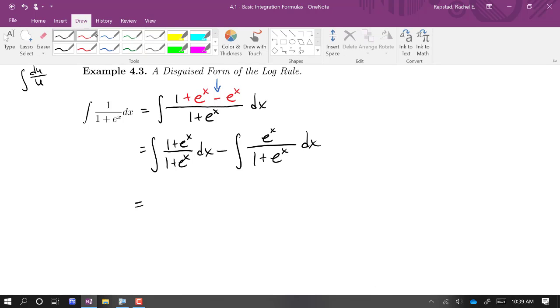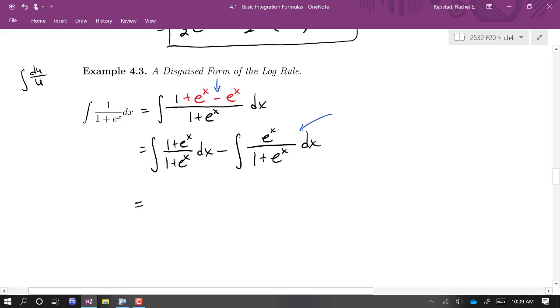We can see the log form in the second integral, I think. We're going to let u equal 1 plus e to the x. And the derivative of 1 plus e to the x is e to the x. So du is e to the x dx, and we've got that perfectly here. For the first integral, that's just equal to 1. We have something divided by itself. So we've got the integral of 1 dx minus the integral of du over u.